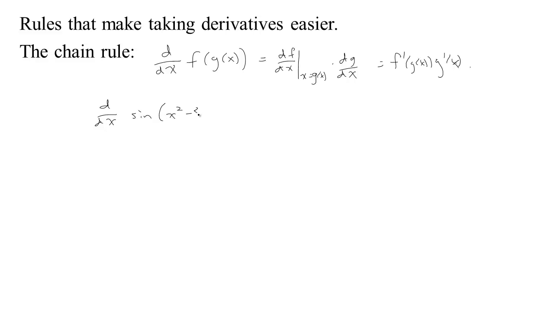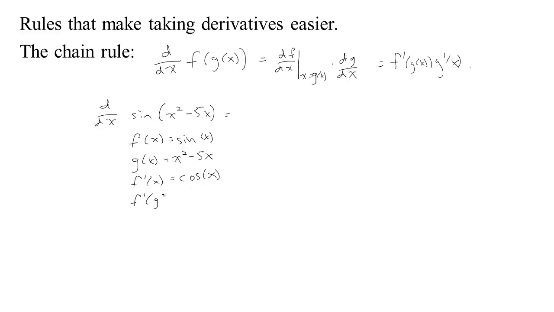For example, if someone asked you to find the derivative with respect to x of the sine of x squared minus 5x, you take the derivative of the outside. The outside function is sine, right? So you think the outside function is the sine of x, and the inside function is, in this case, x squared minus 5x. The derivative of the outside is the derivative of sine, which is cosine.